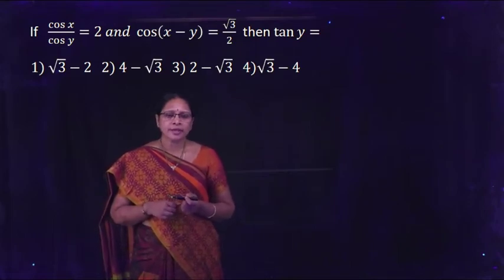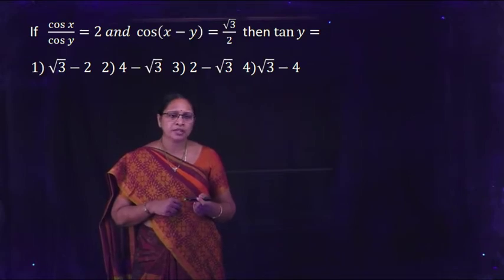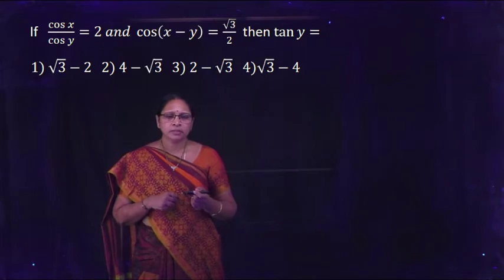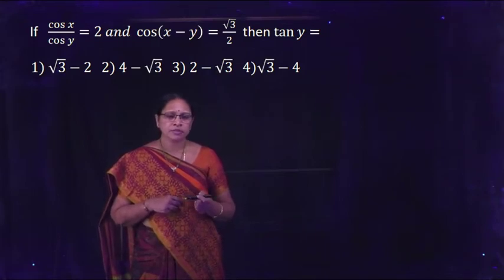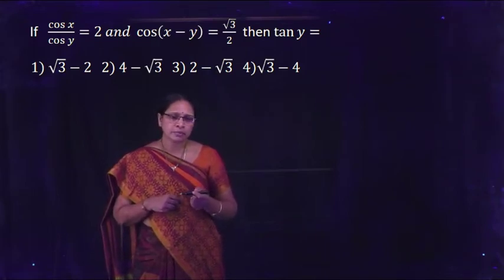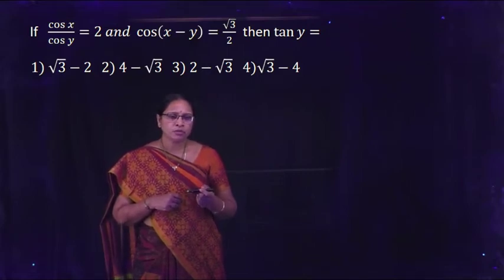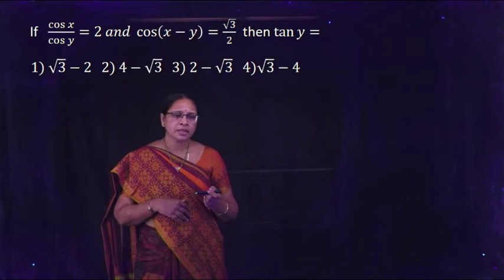If cos x by cos y is equal to 2 and cos of (x minus y) is equal to root 3 by 2, then tan y is equal to. Here the options are, first option is root 3 minus 2, second option is 4 minus root 3, third option is 2 minus root 3, fourth option is root 3 minus 4.